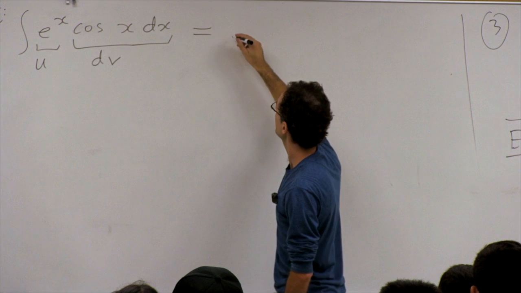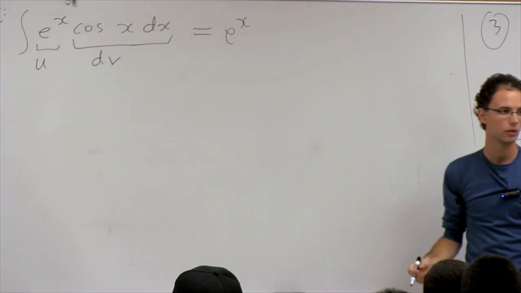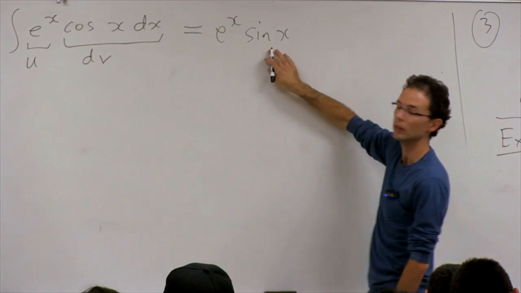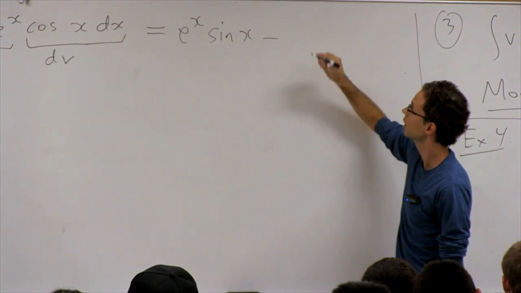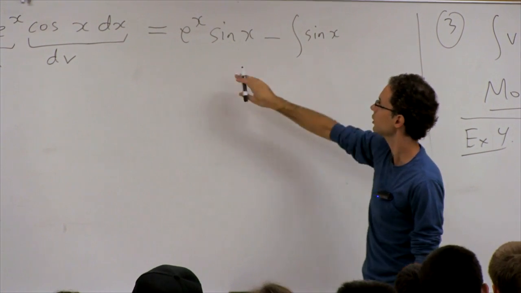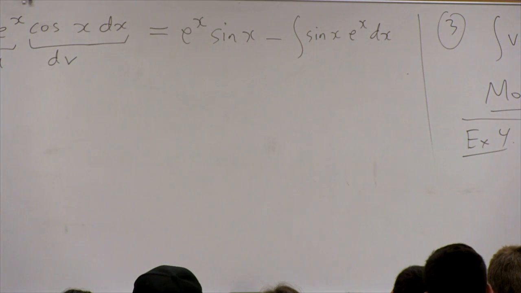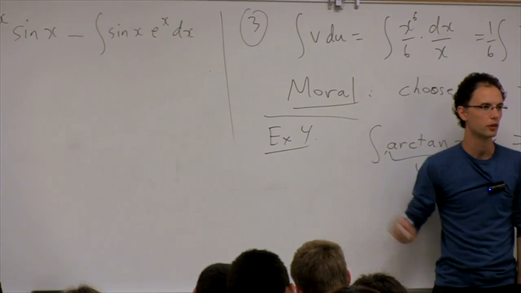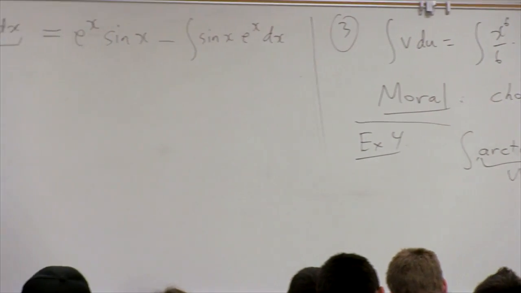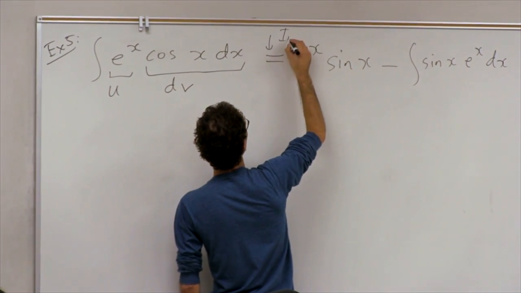And we see u is e to the x. v will be the antiderivative of cosine x, which is just sine of x. So it's e to the x sine x, and this is my u times v. And then I subtract off from that the integral of v, which is sine, and du was e to the x dx. So this is one integration by parts. I've just left out writing down my v and du.